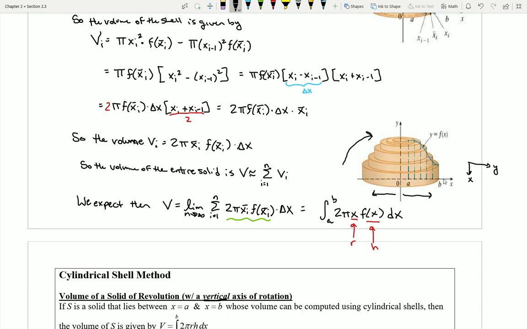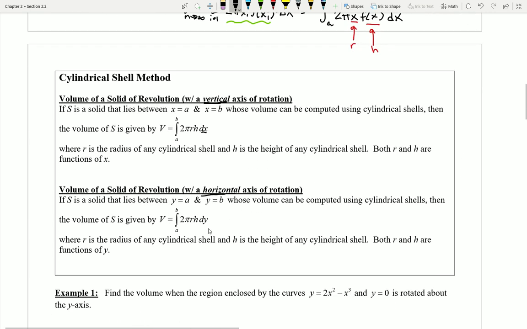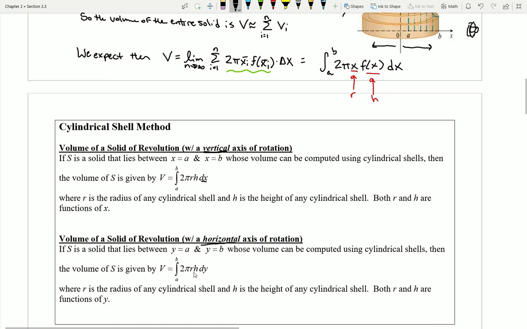If I had rotated it so the solid was at least generated looking that way, then every time I add another layer, I would be adding thickness in a vertical direction, right? Because I could imagine a small cylinder existing here, and then I wrap another cylinder around it like this. As I continue to increase thickness, I'm expanding it in a vertical direction. So this would be a dy problem, and notice that the setup is exactly the same.